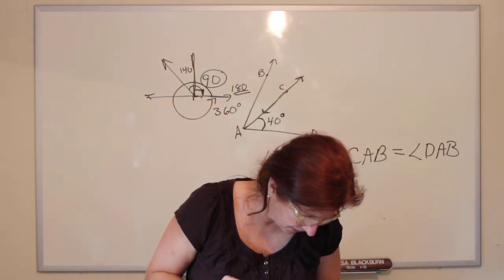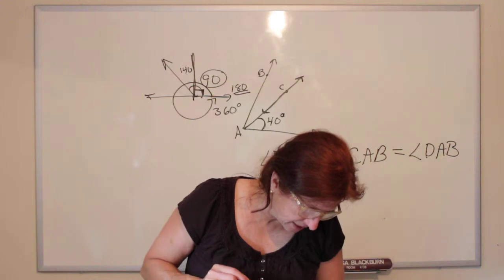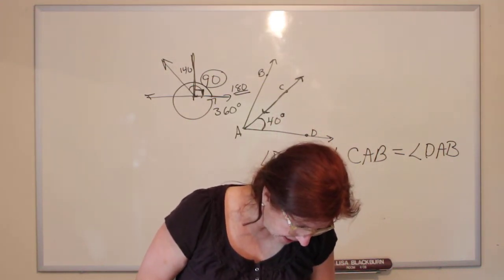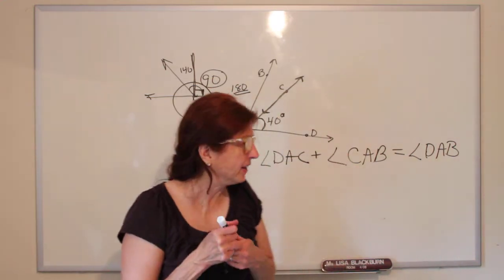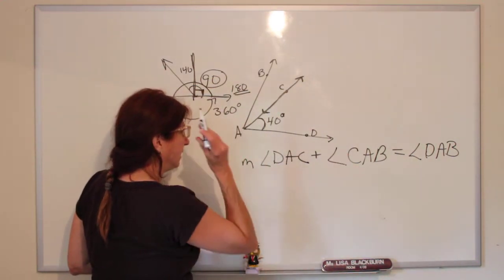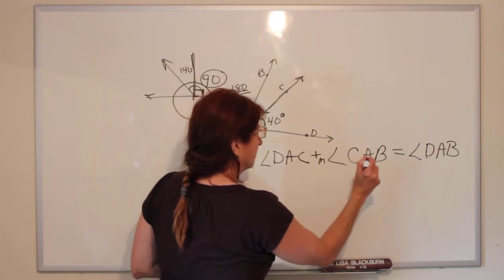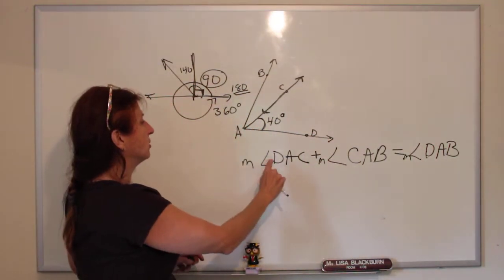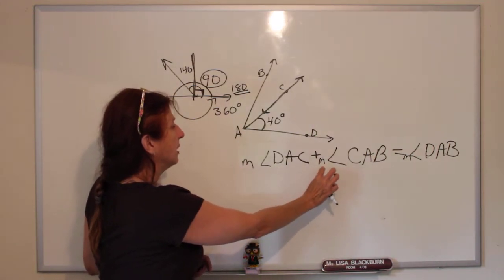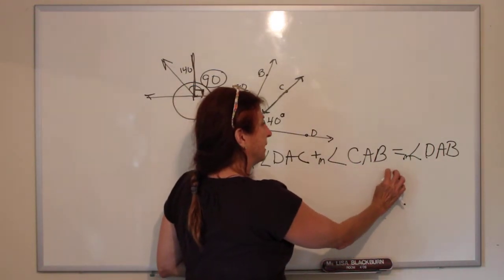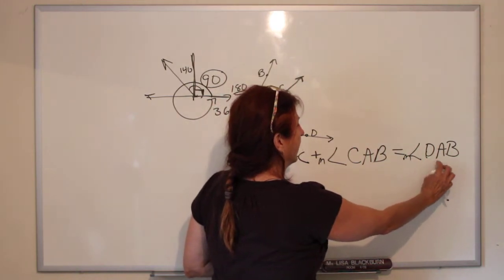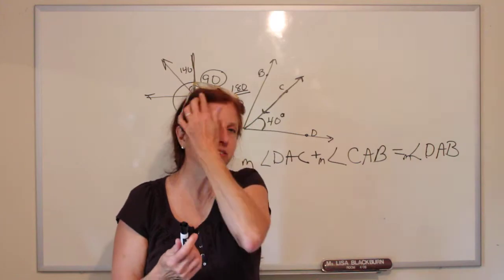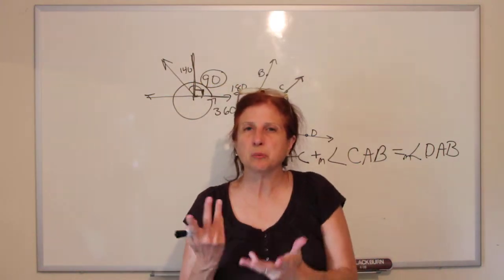Alright, so that's postulate 4. You're now allowed to add up angles. And they just had different letters than me. That little M that they put before that, they put little M's here. That stands for the measure. The measure of angle DAC plus the measure of angle CAB equals the measure of angle DAB.